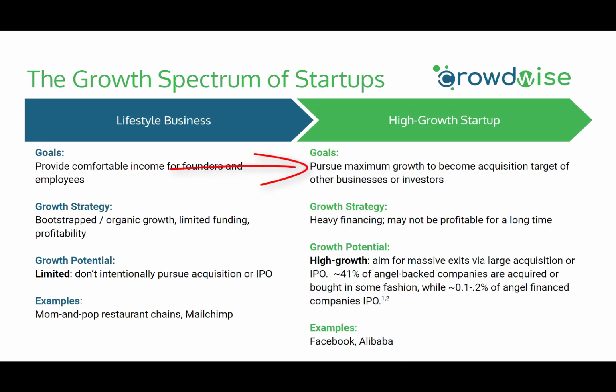Goals here are to pursue maximum growth, looking to become the acquisition target of another business or later-stage investors. The growth strategy, thus, is heavily financed, taking on a lot of debt or outside capital, and it may not be profitable for a long time. Think of the example of Uber, a public company now in mid-2019 with over a $65 billion market cap, and yet they're still losing $1 billion per quarter.